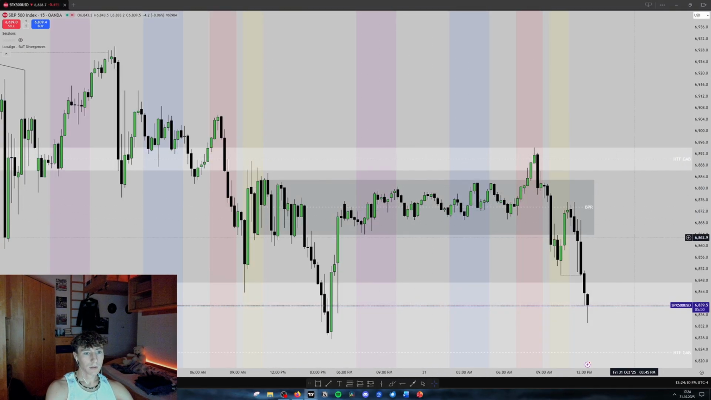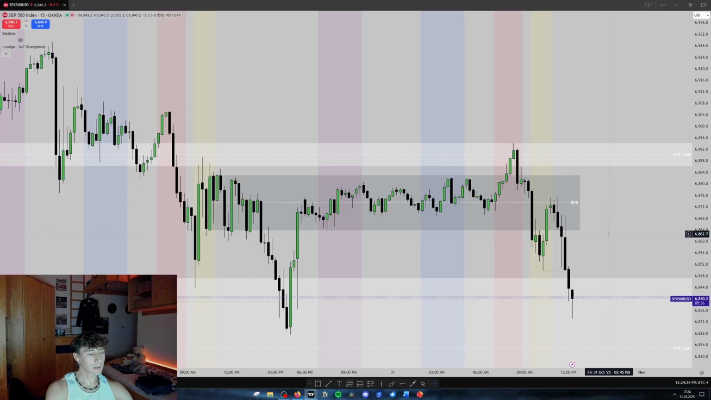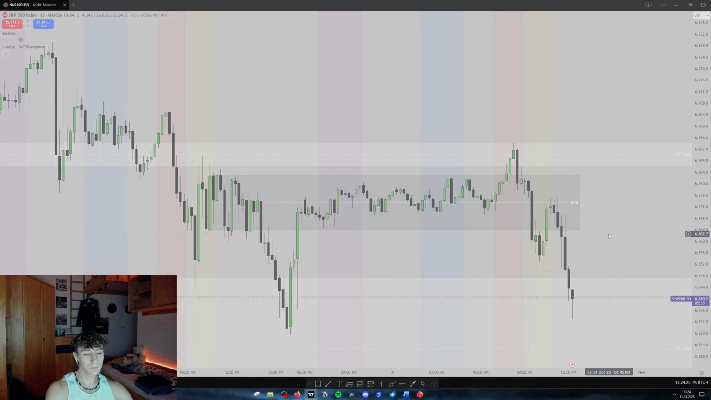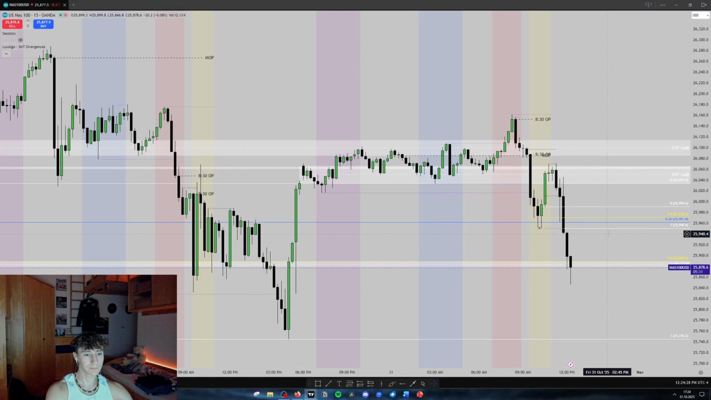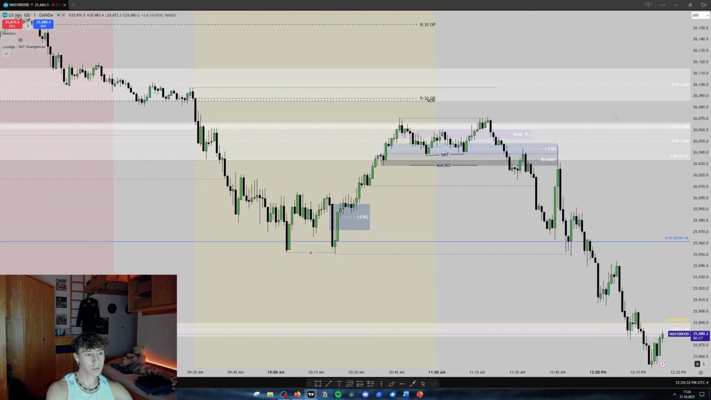So right here on ES we as well scraped the Asia session sell side liquidity and are also now trading lower. So there's not really a huge SMT within our day. So therefore we will basically come back to NQ. So let's drop to the 1 minute chart.